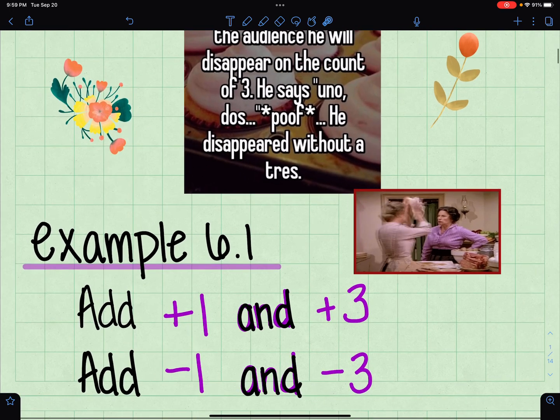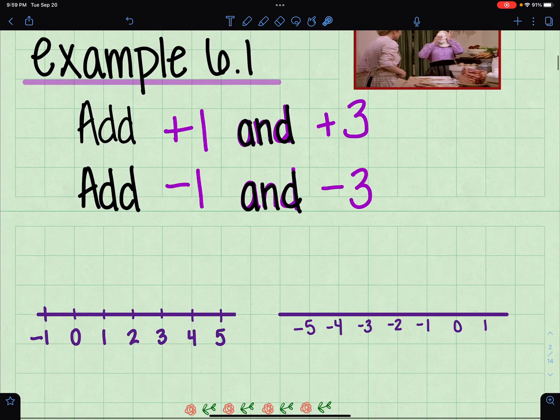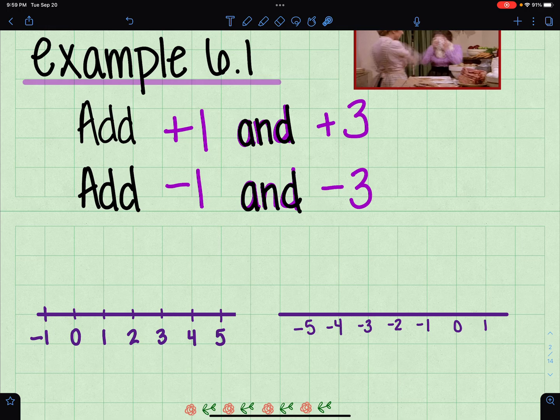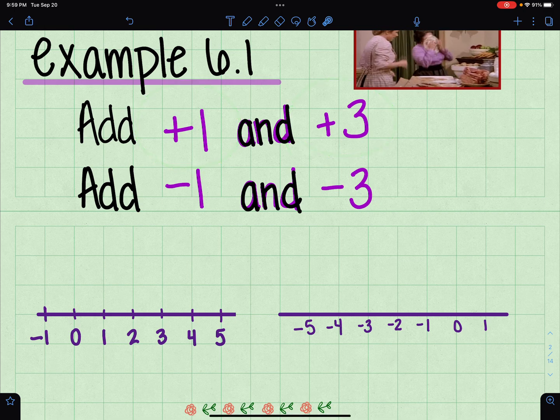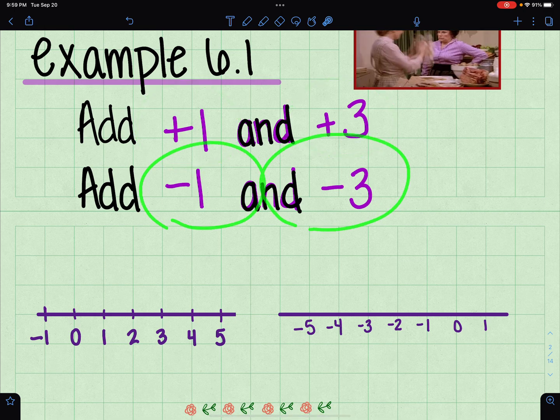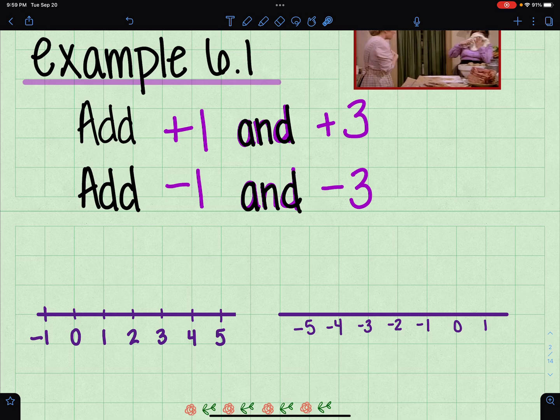Anyway, let's jump into example 6.1. They want us to use the number line. We're going to add the numbers +1 and +3, and then we're going to add -1 and -3. If you're following along, this is on page 30, right at the top of the page.